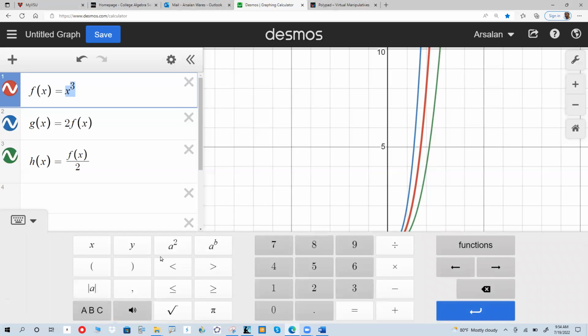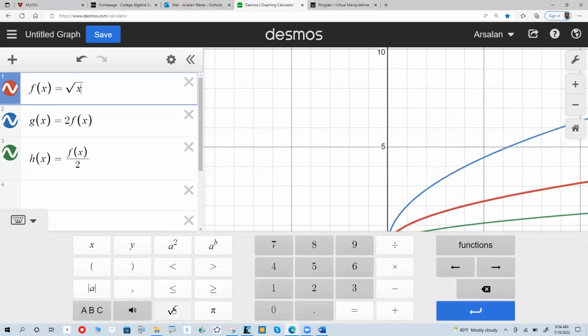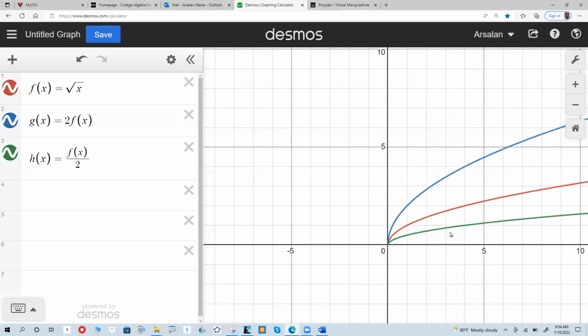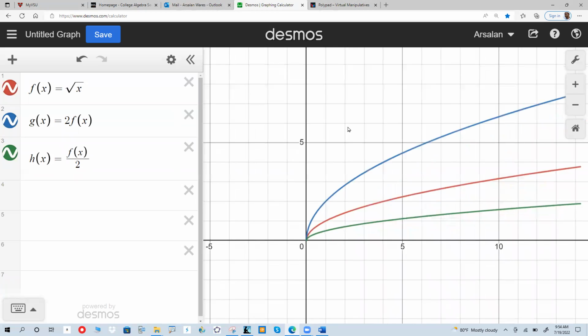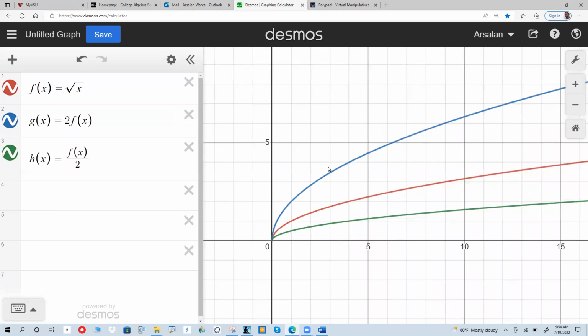And of course, you can do to the power half, but I'll write it nicely. Look, now it's very easy to see why what I'm saying makes some sense. Okay, so this is the g of x, the blue one. Let's hide this for now. Is a vertical stretch by a factor of 2.